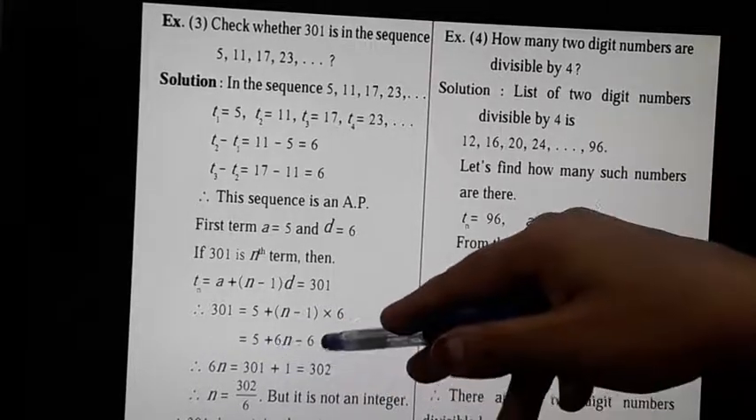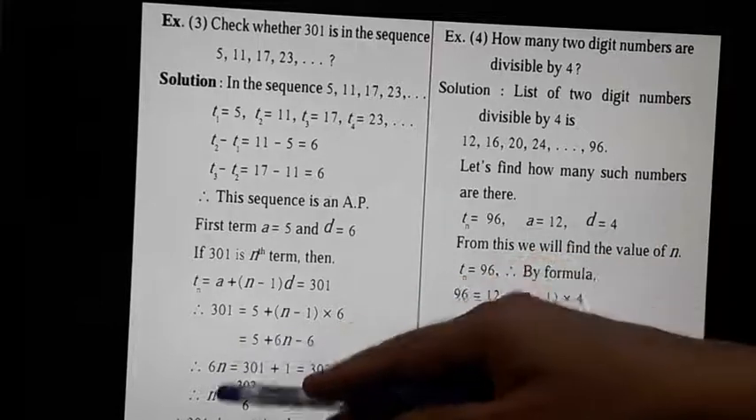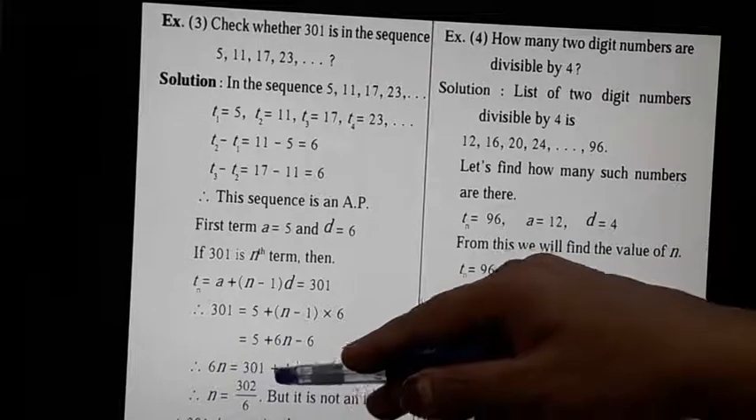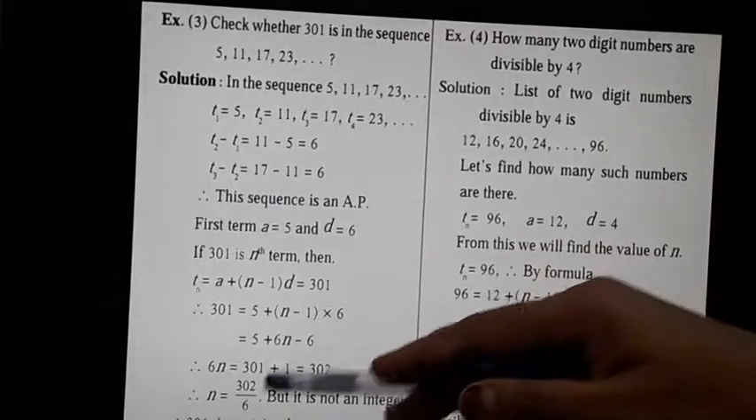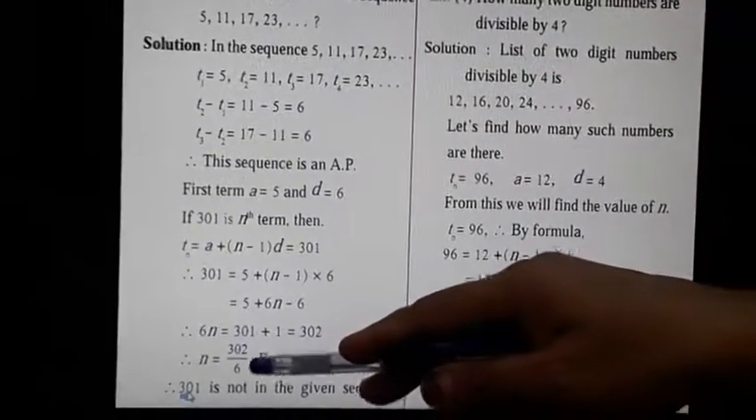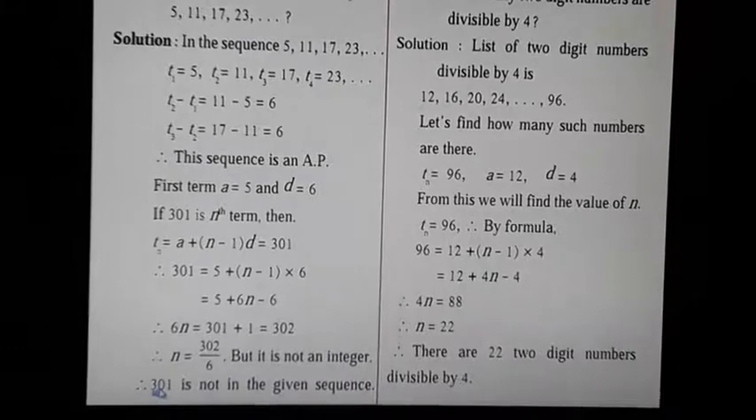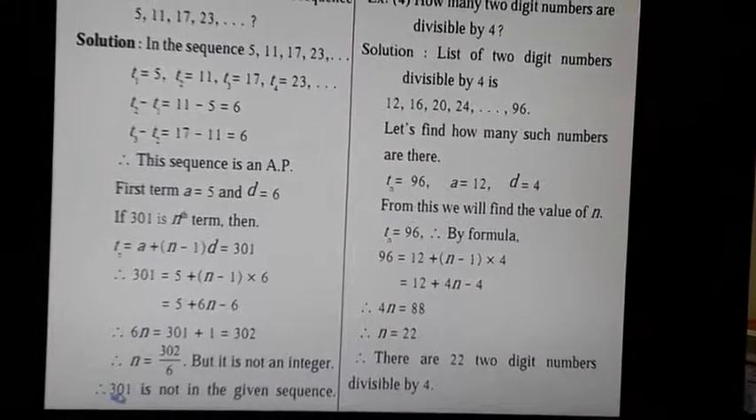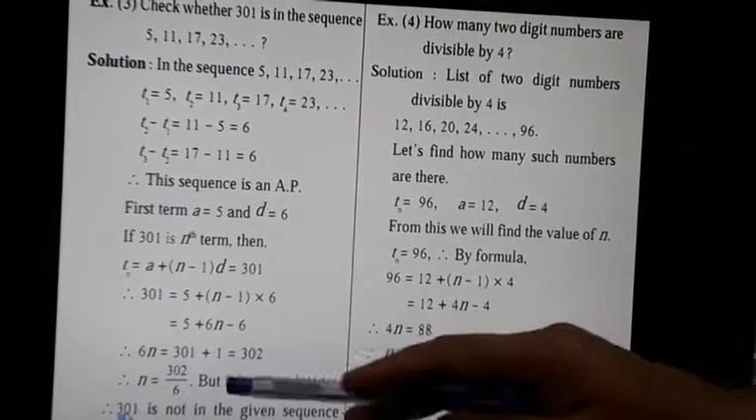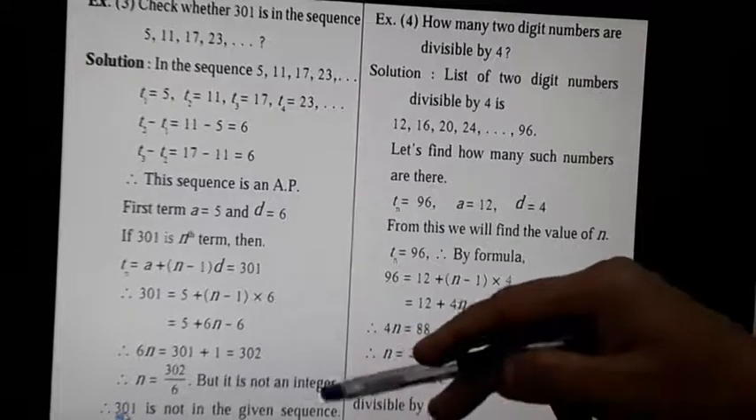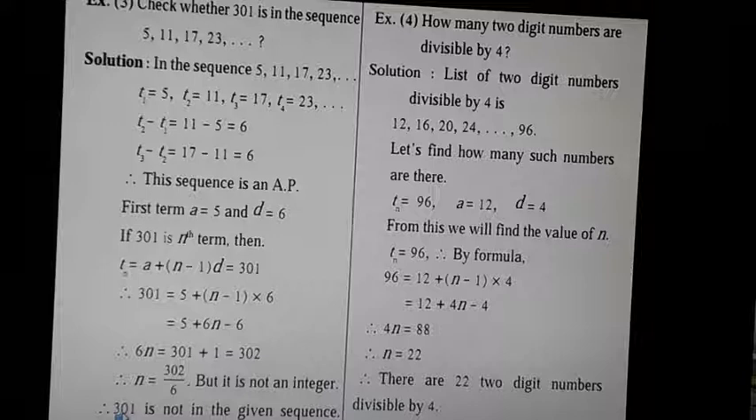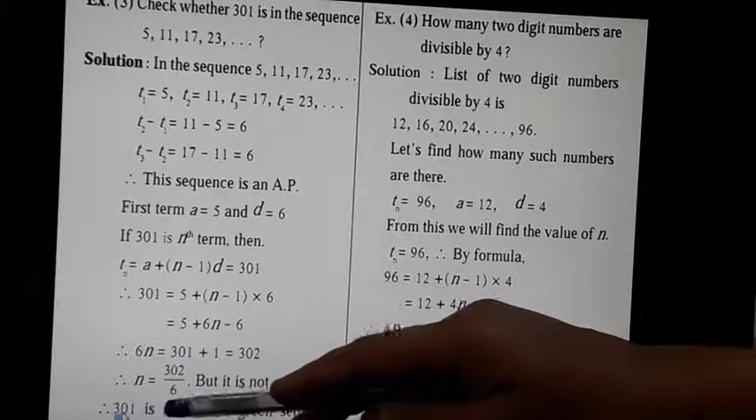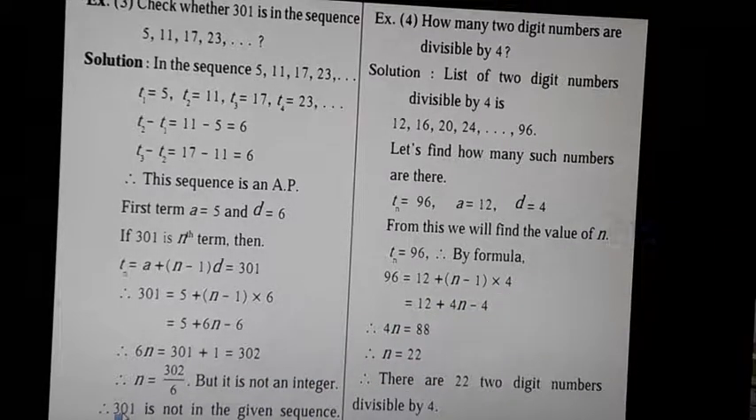So 5 minus 6 will be minus 1. So therefore 6N will remain. 6N is equal to 301. This minus 1 will come and add with this 301. That will become 302. So N is equal to 302 by 6. That is not a perfect fraction, it is not an integer. We will not get a perfect value by dividing. So therefore 301 is not in the given sequence.